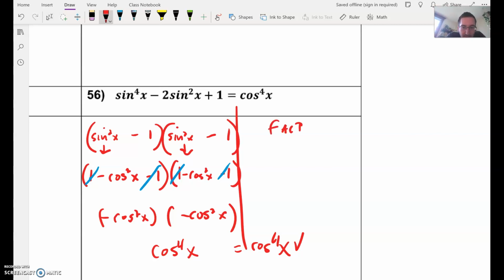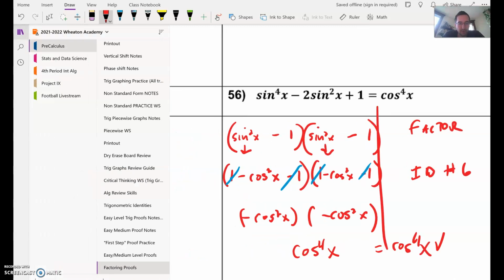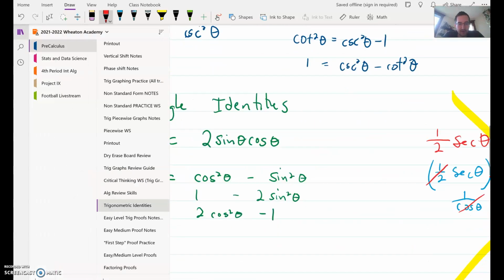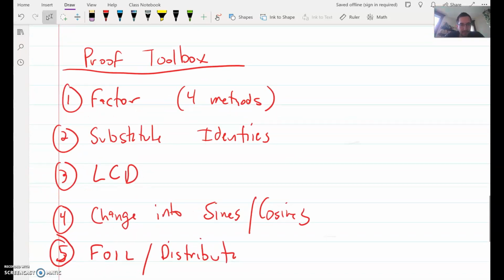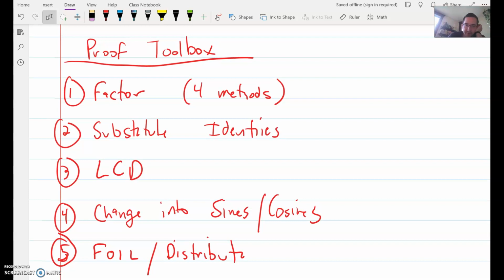Okay, it was factoring, and then it was identities, number 6, one of the variations. Okay, so remember your tools. You always look to factor first, if you can. Right here. Screenshot that on your phone. If you can factor first, you factor. Then you go to identities. Then you look to use some algebra after that.